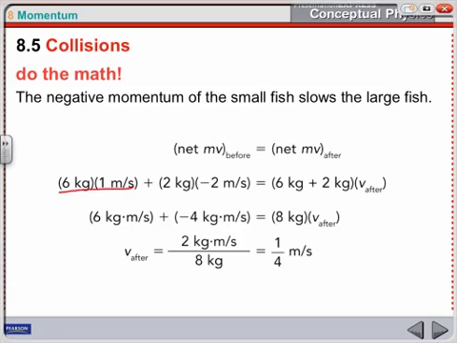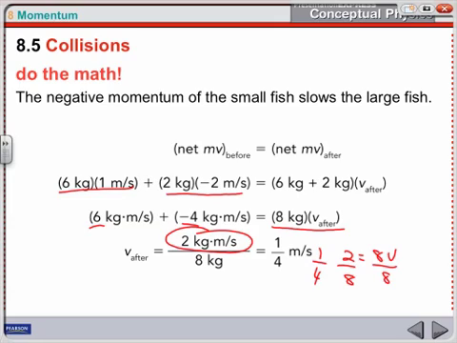Okay, so here it is, 6. Now here it's 2 at -2. So therefore, his momentum is 2. 6, -4, 2. Still have the 8 when they're together. Now take and divide. 2 equals 8v. Divide by 8. And we end up with 1/4 meter per second.